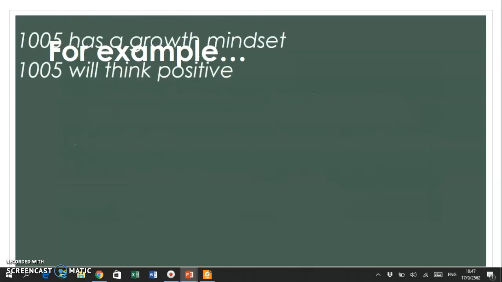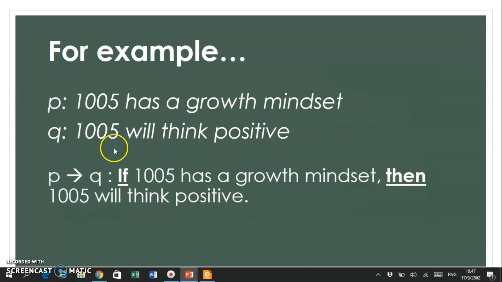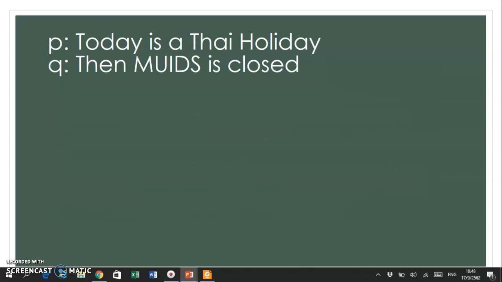For example, if we have P, which is 10:05 has a growth mindset, and Q, which is 10:05 will think positive, well, how do we write this as an implication? Well, we're going to write if P, if 10:05 has a growth mindset, then Q, then 10:05 will think positive. Okay? So this is our if, then statement. If being antecedent, then being our consequent. Alright, let's take a look at another example. We have P, today is a Thai holiday, and Q is MUIDS is closed.